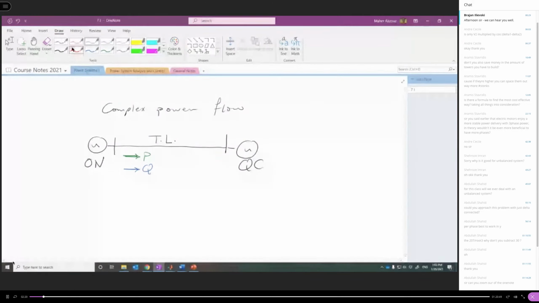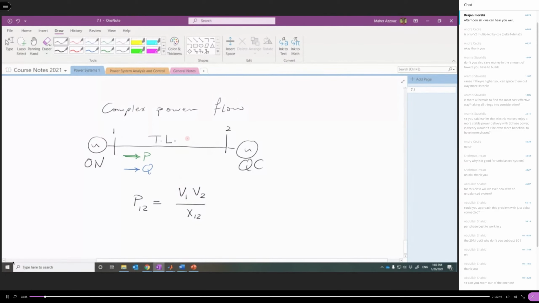If this is bus 1 and this is bus 2, then P12 is proportional to the angle difference between bus 1 and bus 2. So this is equal to V1, the magnitude of the voltage at bus 1, times V2 over X12, and X12 is the reactance of the transmission line.